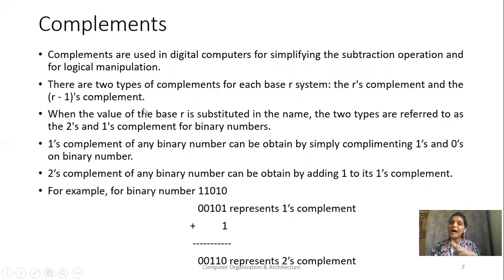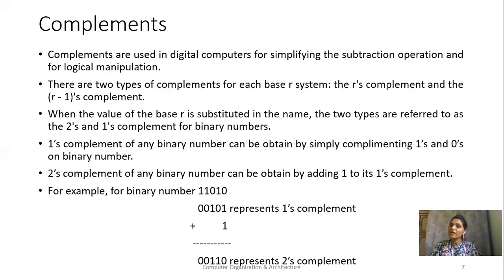Okay, so how can you find this complement? To find this complement, we can use this method. For finding 1's complement, you can find the 1's complement of any binary number by just complementing the zeros and ones in that binary number. Okay, so you have to put 0 in place of 1 and 1 in place of 0. By that you will find the 1's complement.